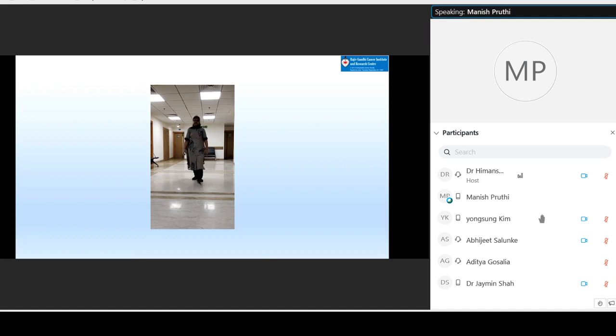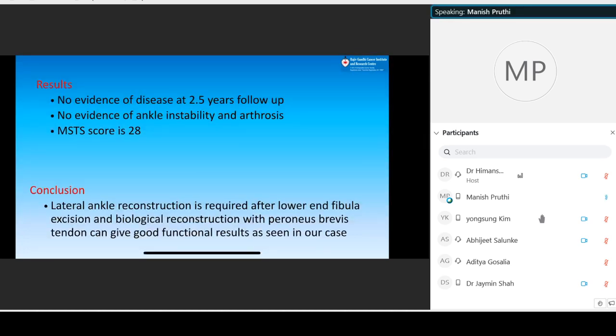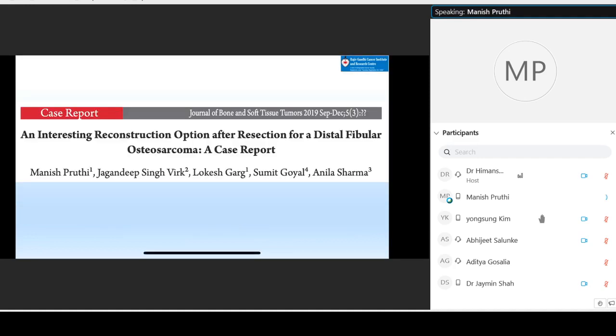You can see she can walk normally without any evidence of ankle instability and without any brace at the end of 2.5 years follow-up. So the result was there was no ankle instability and no arthrosis. The MSTS was good. We also concluded, similar to the Monson et al. paper, that lateral ankle reconstruction with a peroneus brevis tendon, done biologically, usually gives a very good functional outcome. And this is what we published in the Journal of Bone and Soft Tissue Tumors.